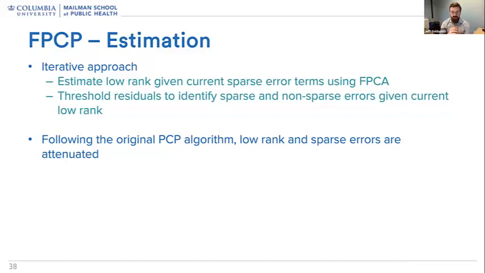Following this original principal component pursuit algorithm, we end up with low rank structures and sparse errors that are a little bit attenuated. What I mean by that is the sparse errors are not the entire sparse error, it's shrunk down a little bit, so you still see some impact of that in the estimation framework.